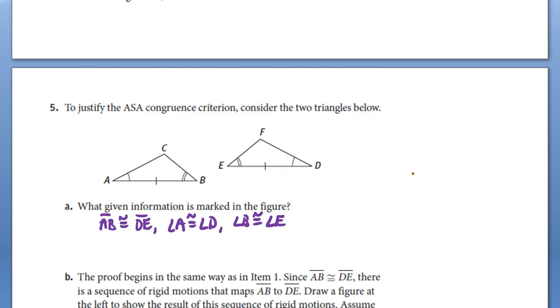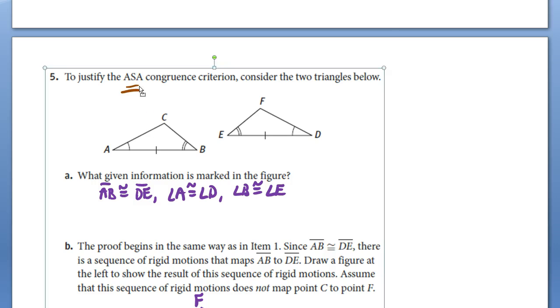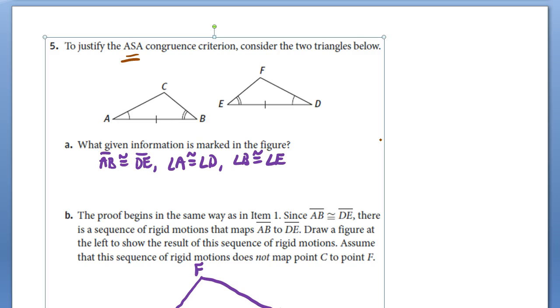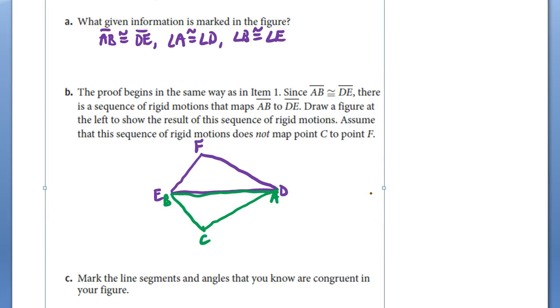Okay, next one. Let's justify the angle-side-angle congruence criteria. Let's use these two triangles. Notice what's been marked as given information fits the ASA situation. This angle congruent to this, side congruent to this, and then angle B congruent to angle E. What given information is marked? And I just identified that. Question B, the proof begins the same way as the other proofs. So again, imagine that that first thing is that rotation that moves triangle ABC into this position.